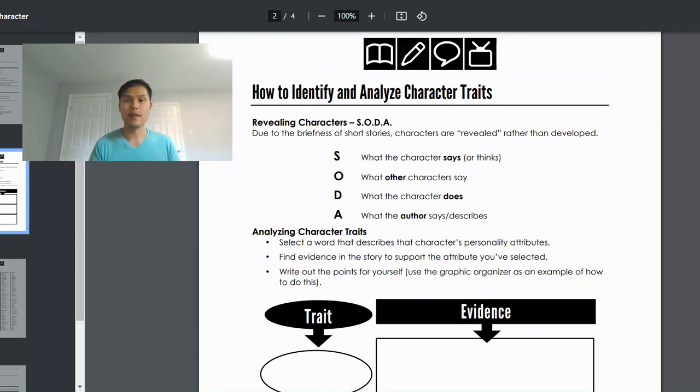Third one, D, what the character does. Spider-Man not only said he'll save people, he actually swings into action and saves a bunch of people. His actions, what he does, make us think he's heroic. A, what the author says or describes.